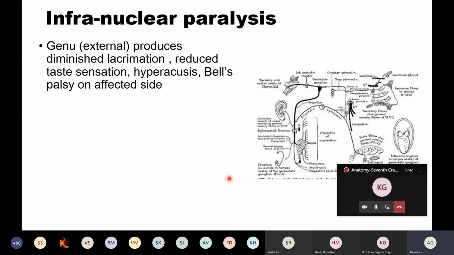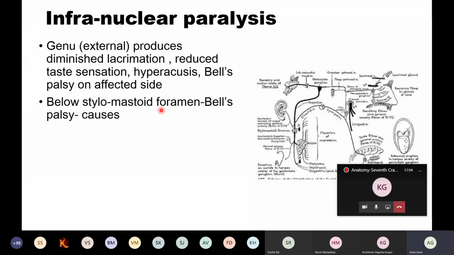Now, if the paralysis takes place at the genu, that is at the geniculate ganglion, there will be decreased lacrimation, reduced taste sensation, and the stapedius muscle will be involved, so hyperacusis will be there, along with facial palsy on the affected, same side. Suppose the paralysis of the nerve is below the stylomastoid foramen, then it is called Bell's palsy.